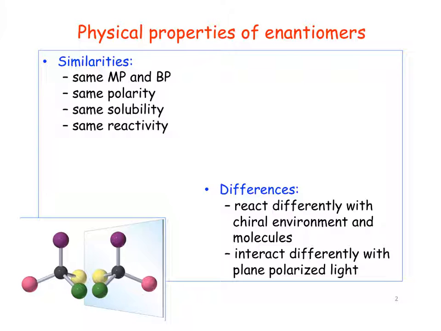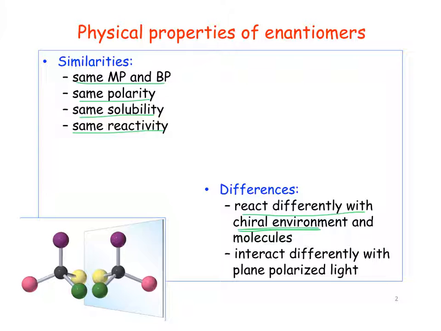Okay. In an achiral environment, like a normal solvent or in the air, they are going to have the same melting point or boiling point. They've got the same polarity, the same solubility, the same reactivity. So in general, we cannot tell one enantiomer from another. All right? The differences that they have are that they can react differently if they're in a chiral environment.